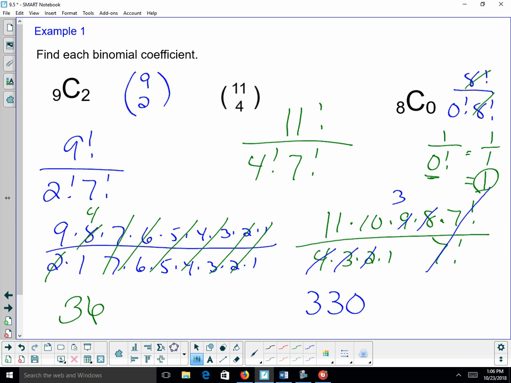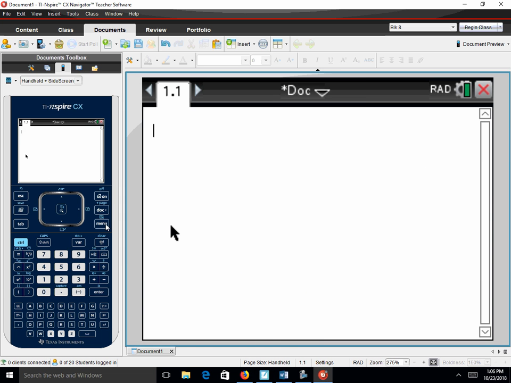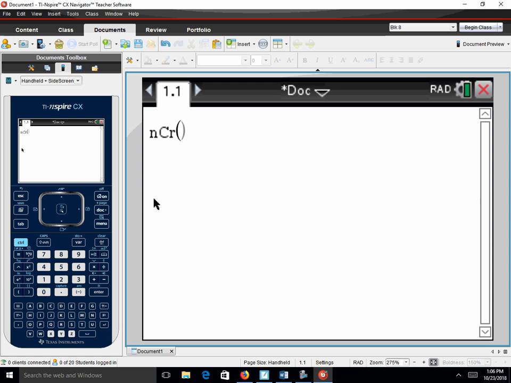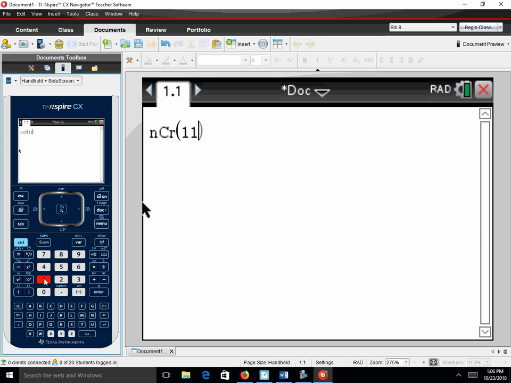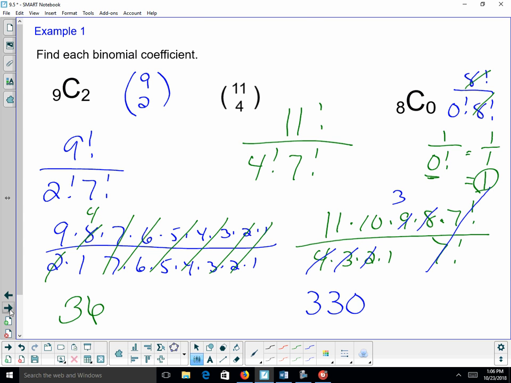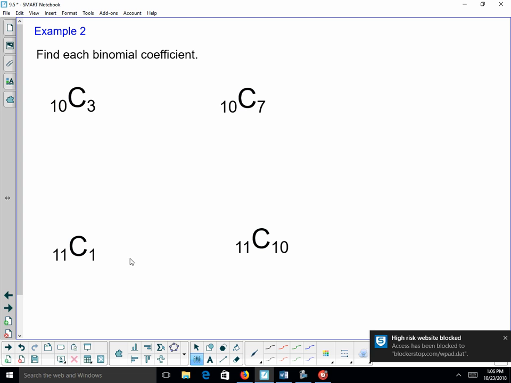To give you a quick refresher on your calculator, if you hit menu, you go to probability, you're doing combinations. If I do, let's say, the 11 choose 4 that we just did, I'm going to do 11, hit the comma, 4, hit enter, and that gives me the answer of 330, which I just figured out. But you're going to need to know how to do them by hand, but that's how you can do them with your calculator. Now let's talk about some special cases.